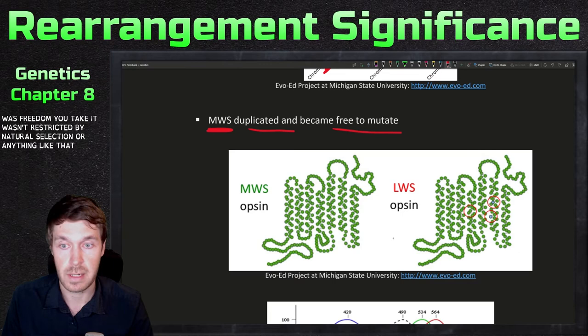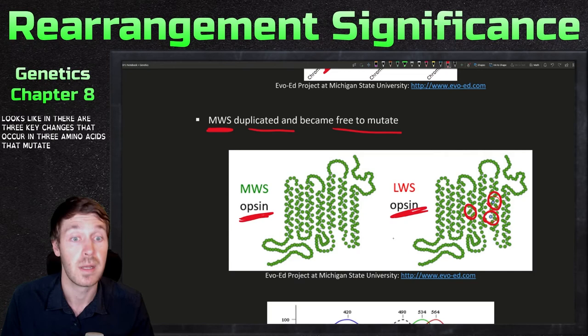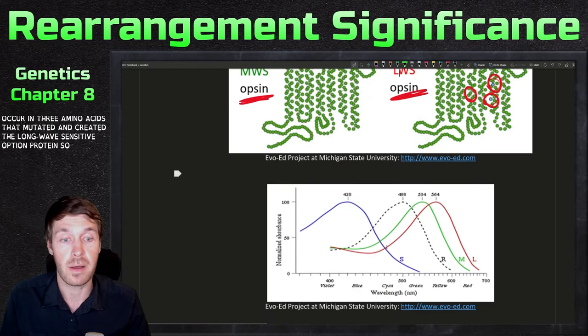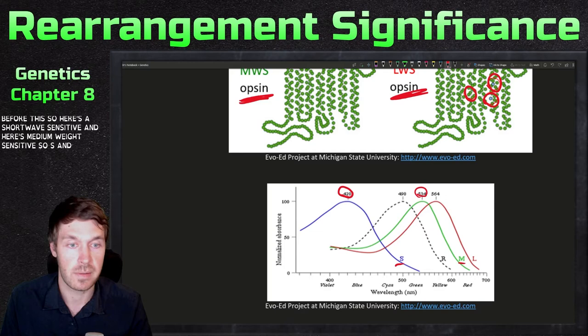So here is the medium wave sensitive opsin, and this is the long wave sensitive opsin. This is just what the amino acid sequence looks like. There are 3 key changes that occurred, 3 amino acids that mutated and created the long wave sensitive opsin protein. So here's shortwave sensitive, and here's medium wave sensitive, so S and M. There was a little shift, a couple nanometers up.